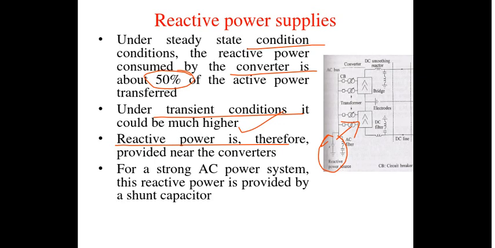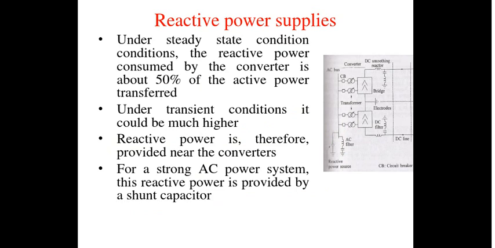For AC power systems which are very strong, these reactive powers are generally provided by the shunt capacitors. This is a general thing which we have already discussed in our FACTS discussions, right? So why the reactive power supply is required, and how exactly the reactive power supply is given to the converters, that we have seen in this particular slide, right? Then after that, we have certain general things, right?